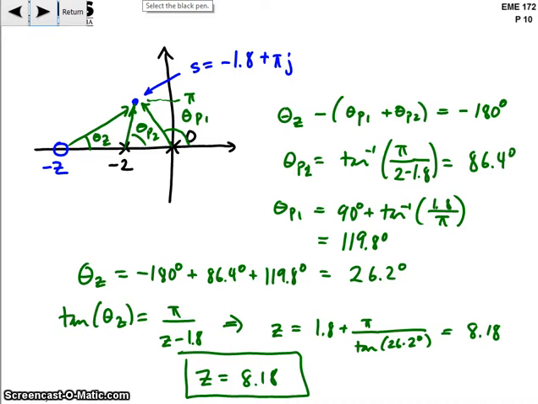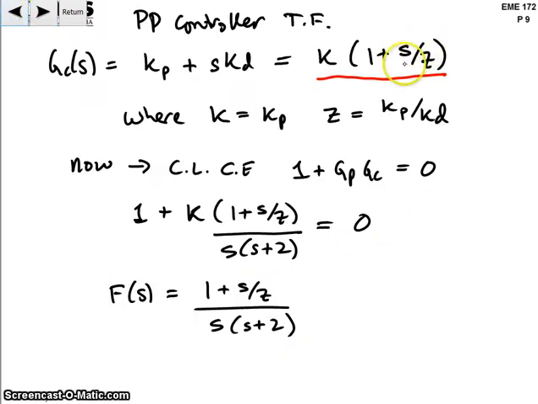Now, the second question: if we go back and look at the controller, there are two parameters. I've picked z, so I determined how much additional phase I needed, and so I picked the zero to do that. Now I have to calculate how much gain k I'm going to need. I can do that from the root locus. So we'll find the gain of the PD controller, and we're going to use the magnitude condition of the root locus.